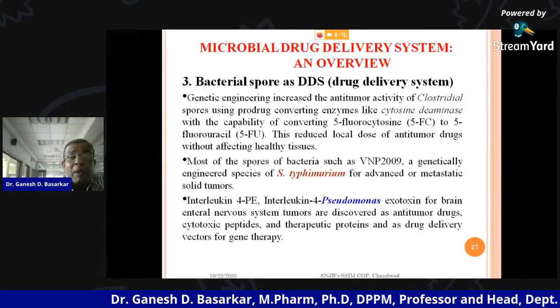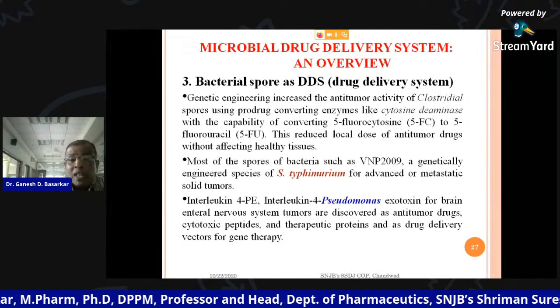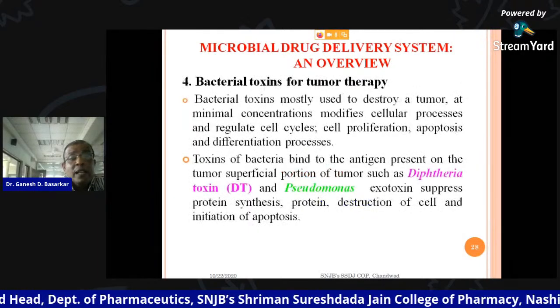Continuing with the same thing, bacterial drug delivery systems. Examples were the Pseudomonas. These are a few collected from the literature. They are utilized here.